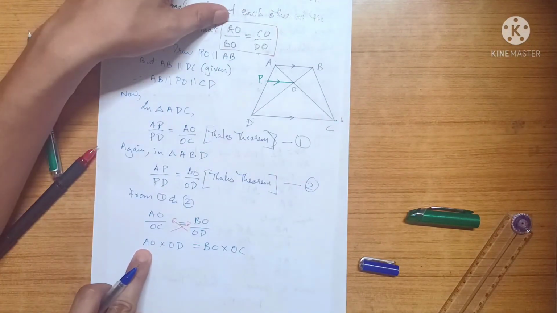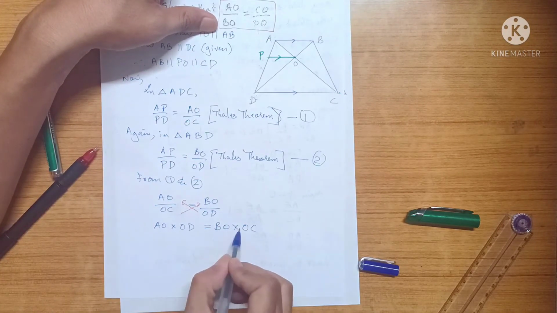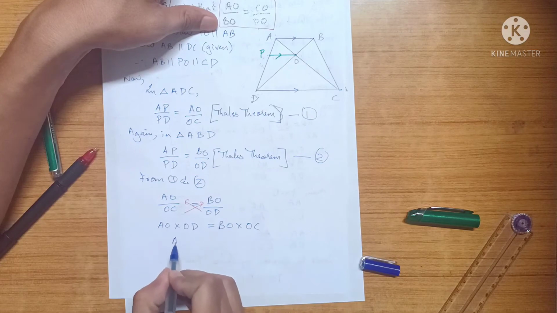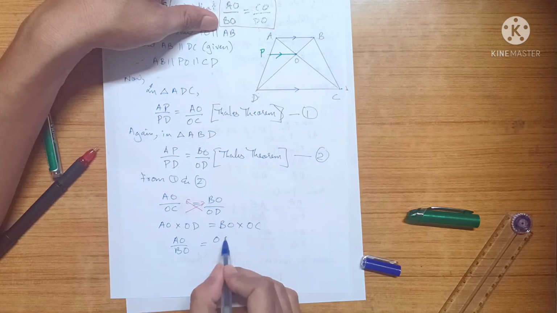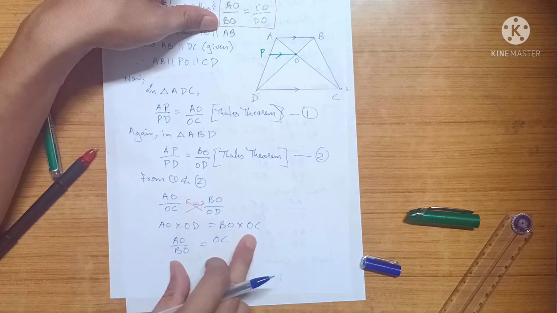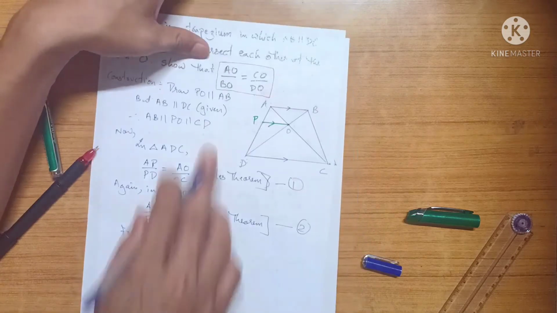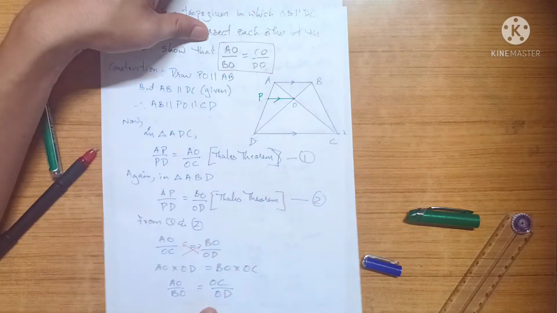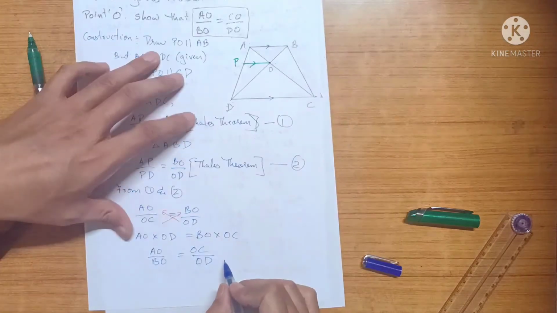Now I will arrange according to this. AO is here, AO is here. I need BO on the bottom. So BO, I'm going to send this side. Since this is multiplication, if I send BO this side, it will become division. So AO by BO equal to OC is on top, so it will remain on top. If I send OD this side, it will become division since it's multiplication. So OD. Now we got AO by BO, AO by BO, CO by DO, or OC by OD, same thing. Hence proved.